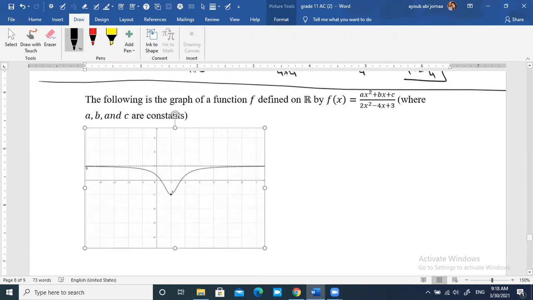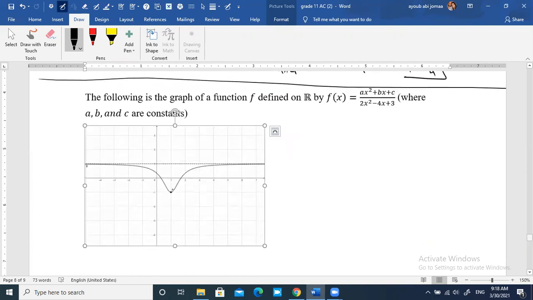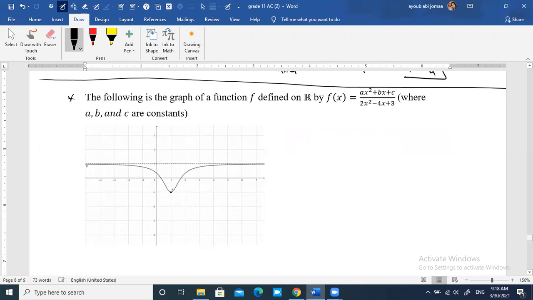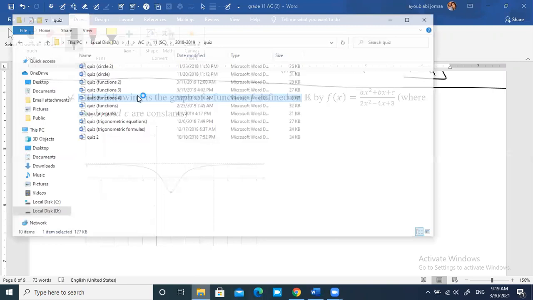The following graph is the graph of a function f defined on R by f of x is equal to ax squared plus bx plus c over 2x to the power 4 minus 4x plus 3, where a, b, and c are constants. The question here: find a, b, and c.